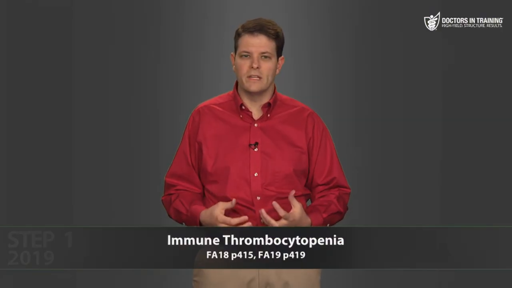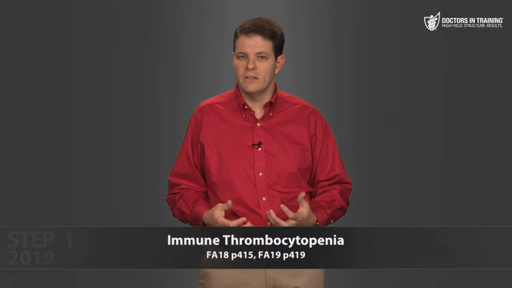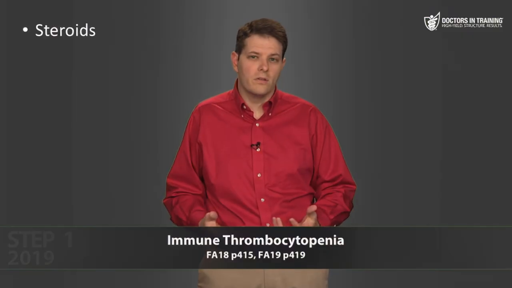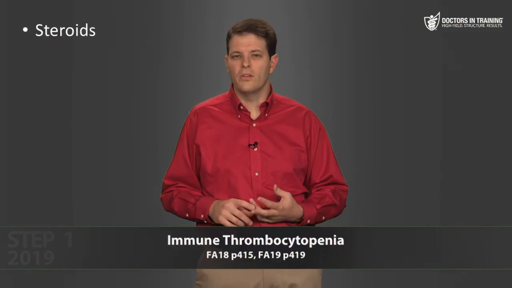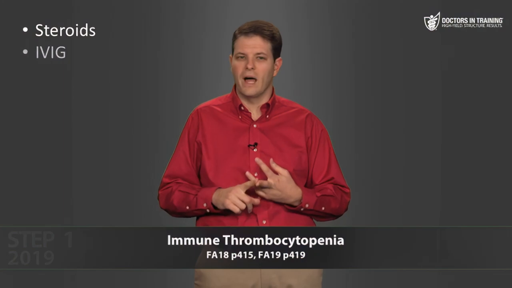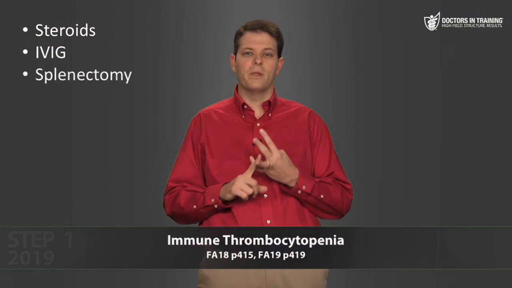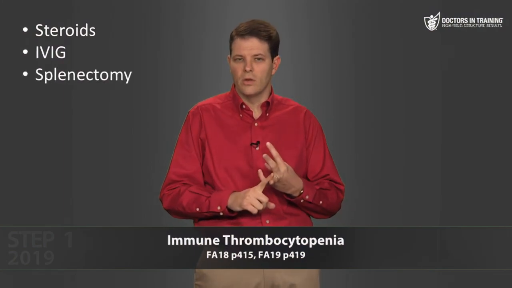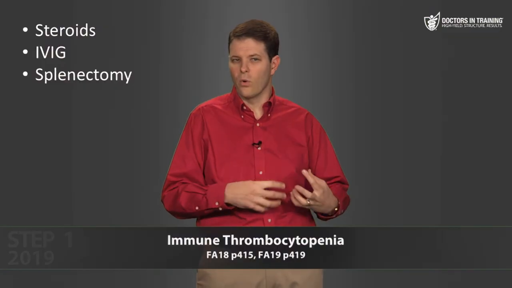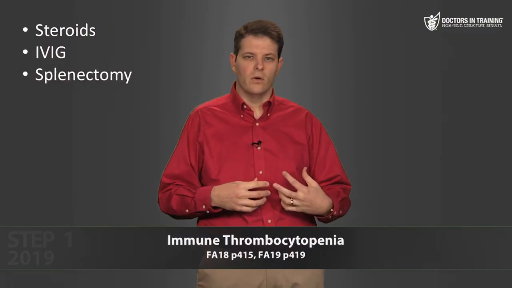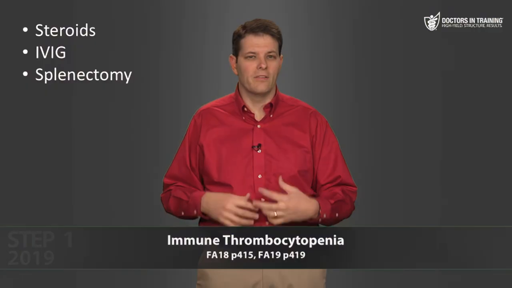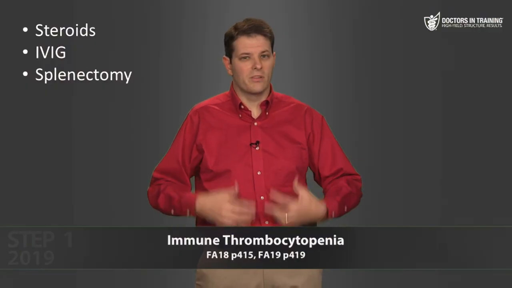It's an autoimmune disease, and in general, how do we treat autoimmune disease? We use steroids. So you can use steroids to treat this. You can also use IV immunoglobulin, better known as IVIG. You could also do a splenectomy, so you remove the spleen. Remember, about 1/3 of your platelets are stored or sequestered in the spleen. So if you surgically remove the spleen, that allows more platelets to be in circulation because you're not sequestering them in the spleen.